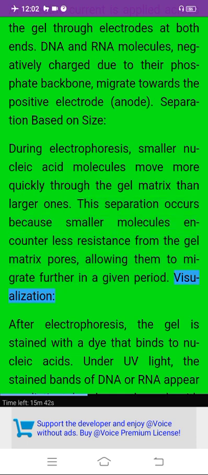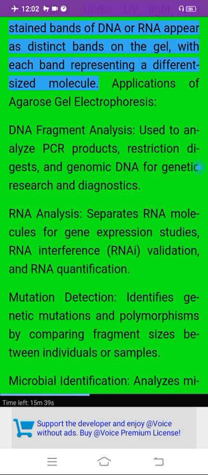Visualization. After electrophoresis, the gel is stained with a dye that binds to nucleic acids. Under UV light, the stained bands of DNA or RNA appear as distinct bands on the gel, with each band representing a different size molecule.